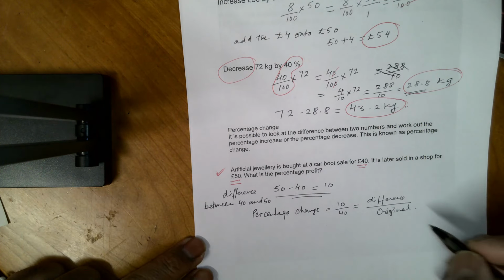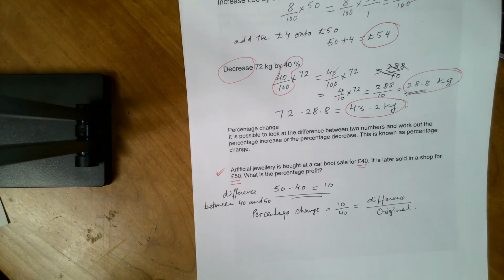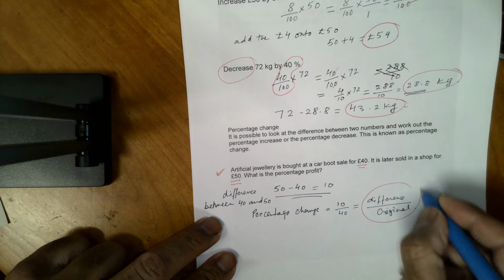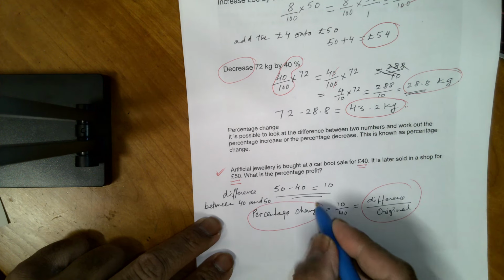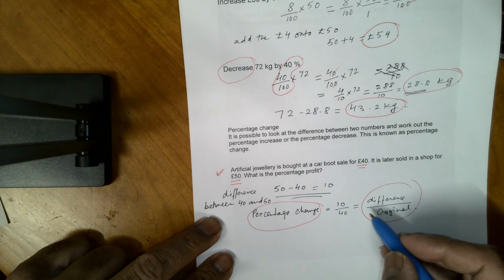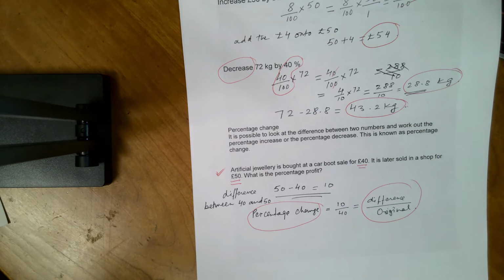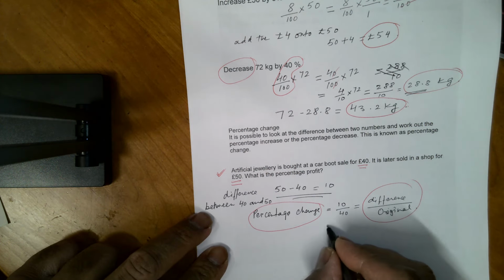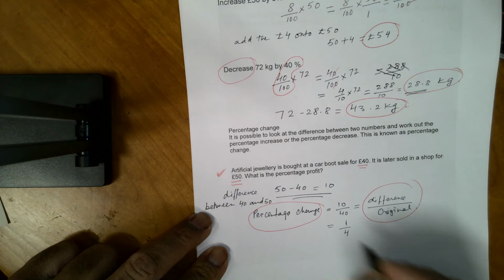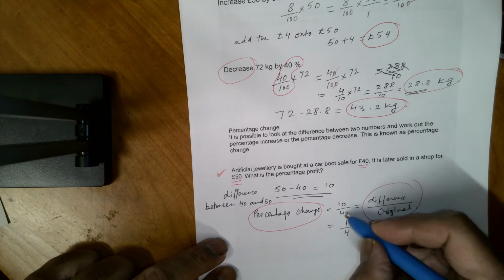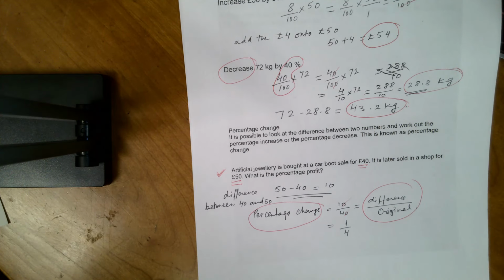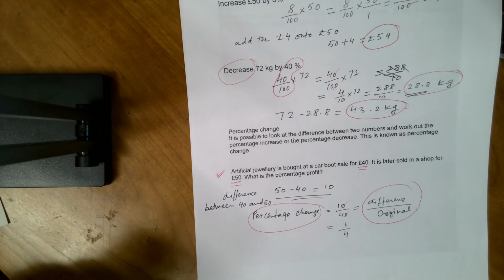Okay, so as long as you understand this concept, the percentage change concept, that the difference will be divided by the original. Okay, that you must do. Right, so what we got here is 1 by 4. You just get rid of this 0. So that's the percentage change, right?